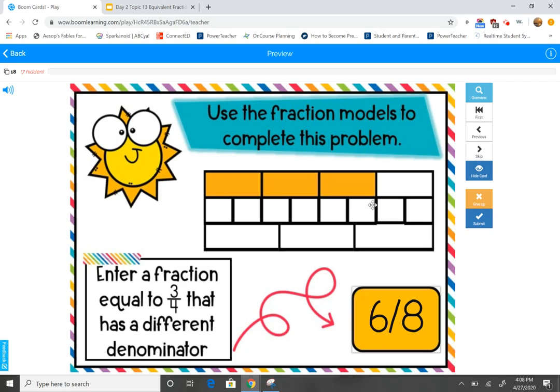And you're going to complete the next 10 slides the same way. This was just an example so you know how to write the fraction down here to make them equivalent. Good luck, and this will be a good way for us to see if you understand.